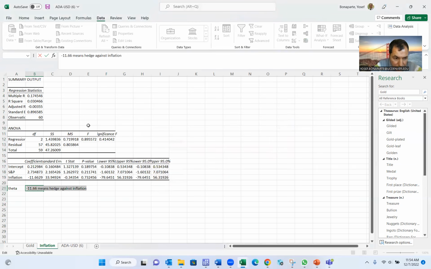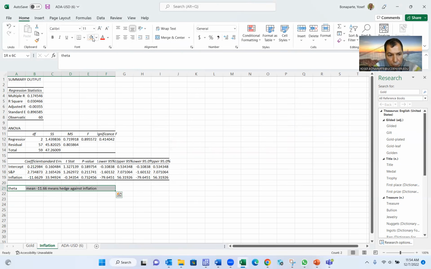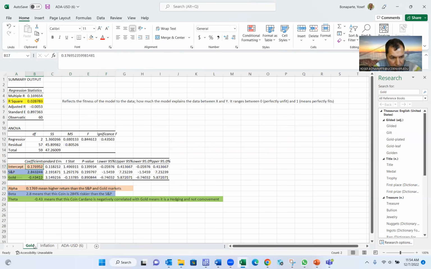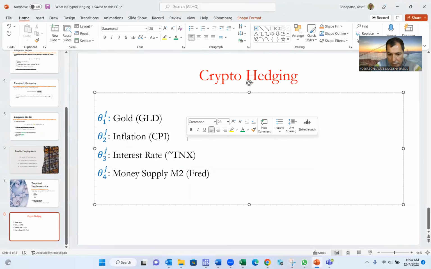Now it's important to mention that the t-stat or the p-value is very low here, but that's fine for the results. It's still showing that it's negatively correlated with the, how did I do this? Green. So the theta here is negative. That means hedge against inflation.